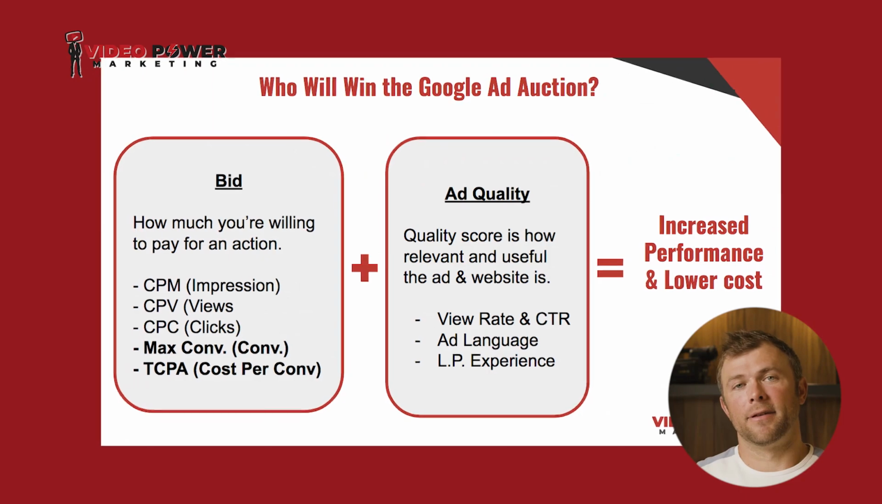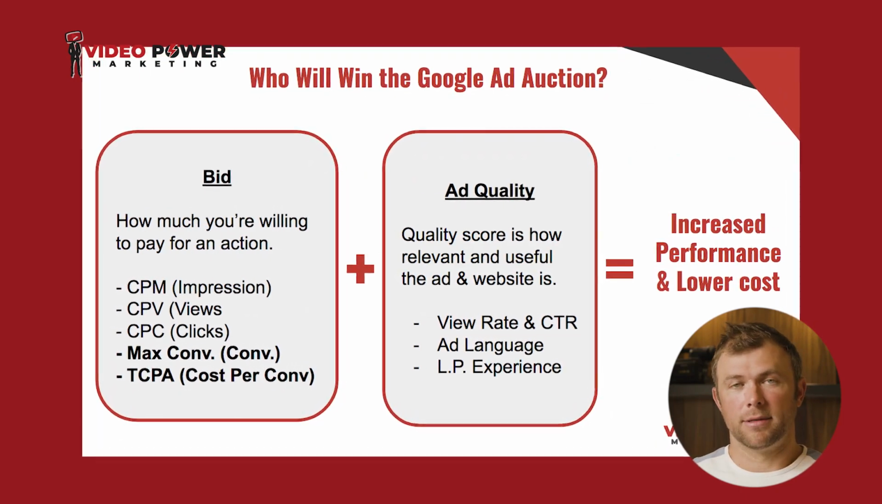The other half is the ad quality. Again, money's one thing, but making sure that these ads are engaging and that they're great, that's a huge priority for Google, right? They want to make sure that people enjoy the platform, that they're having a great experience, that there's no sketchy ads going on, which I know we've all seen. So they have this ad quality, and what this does, it's a quality score, and it measures how relevant and useful the ad and the website is.